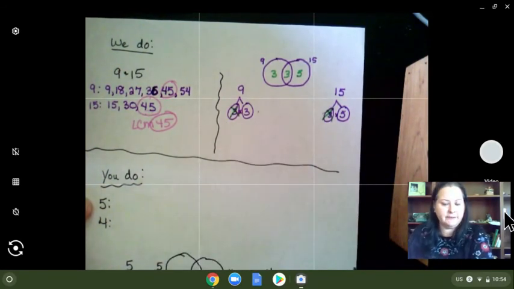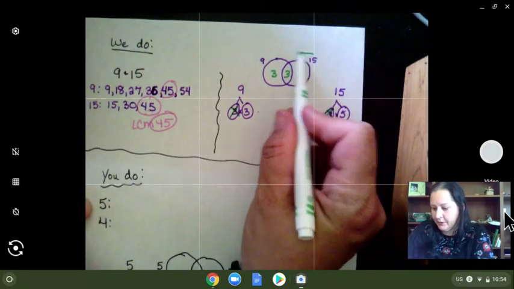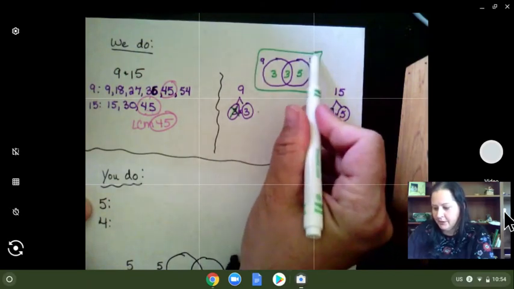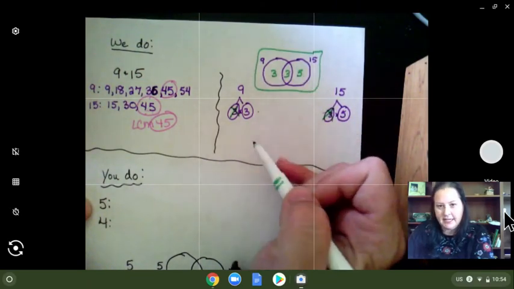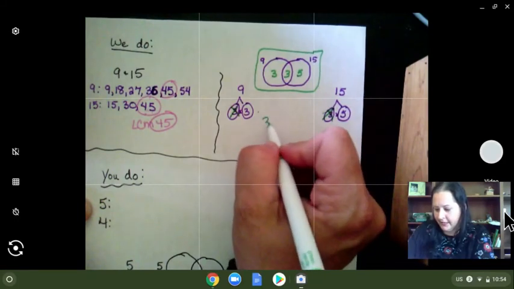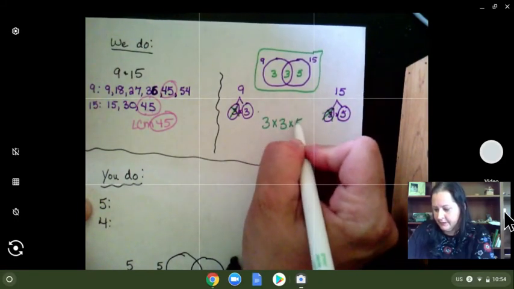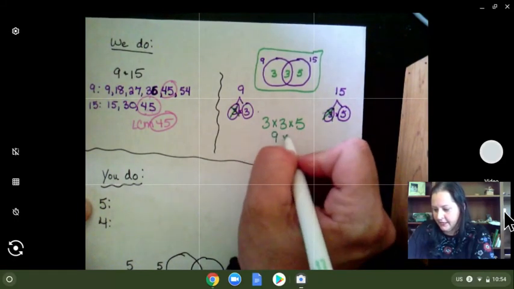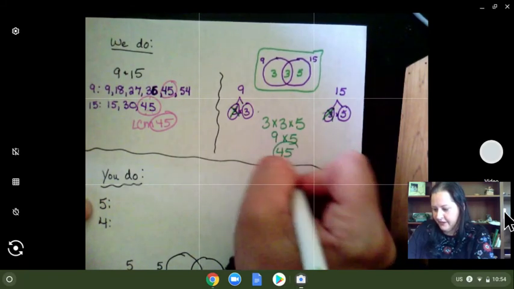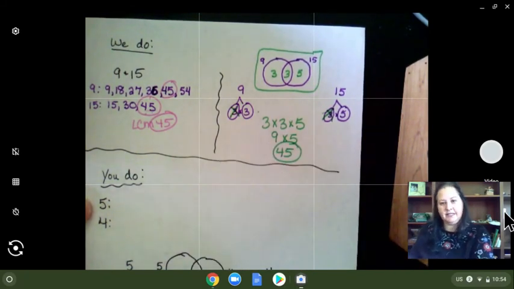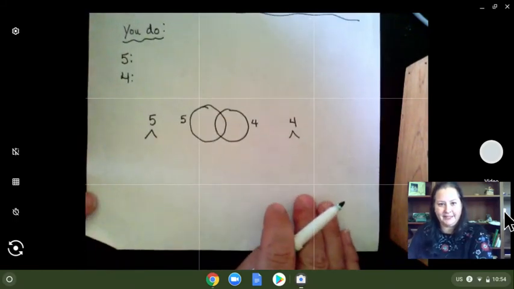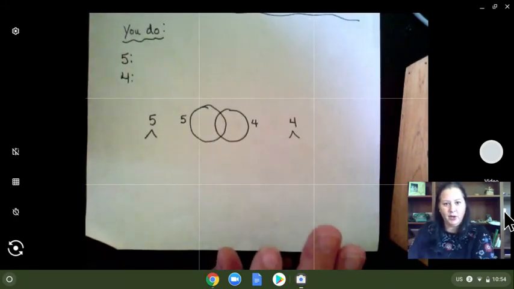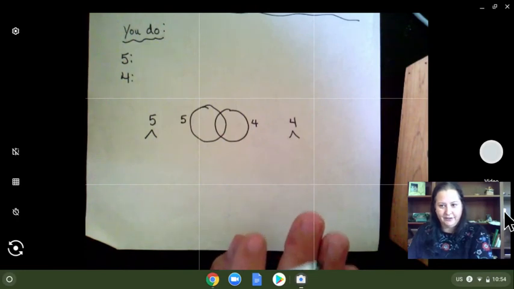And then remember, when you want to find the least common multiple, you take the numbers inside the Venn diagram and multiply them together. So let's see if it works out. 9 times 5 is 45. Yes, it does. Least common multiple. All right, I want you to try this. So go ahead, pause the video right now and try this.